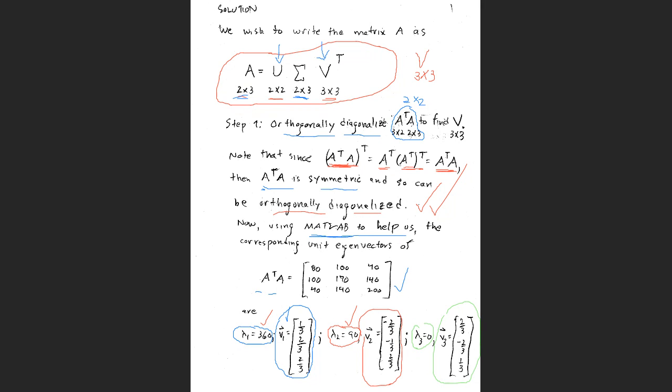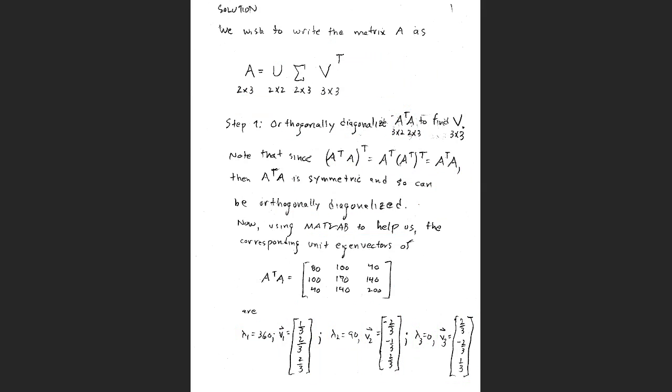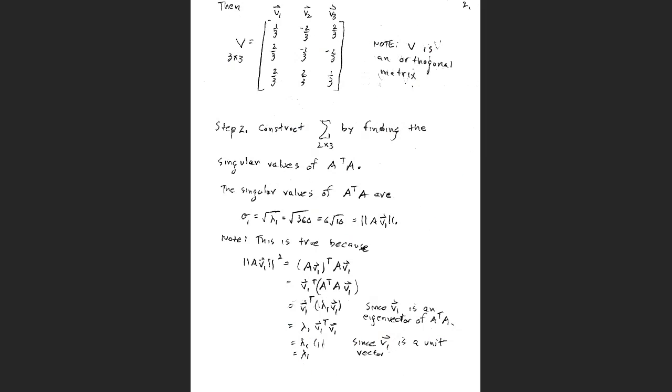Okay, so what are we going to do with these three eigenvectors? Well, they are used to construct the matrix V. Remember there's the matrix U, the matrix sigma, and the matrix V. And V was a 3 by 3 matrix. So what we're going to do is construct the matrix V with these unit eigenvectors that are eigenvectors of the matrix A transpose times A.